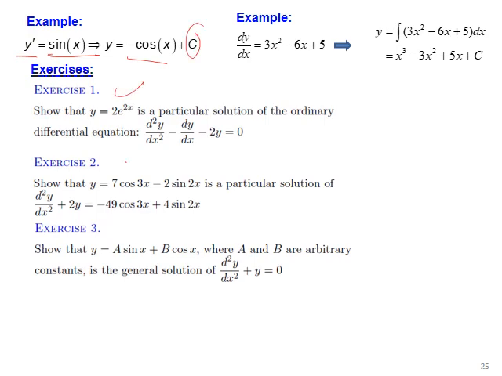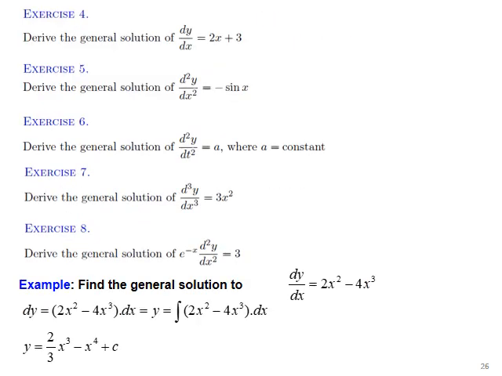I gave you here some exercises. I advise you to solve them at home, enjoy it. This is direct, and some of them are separable, as I will explain.